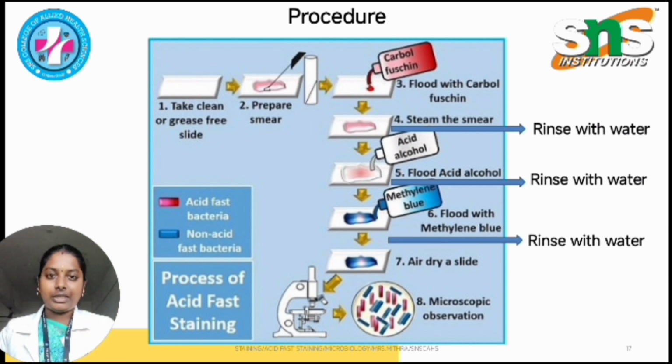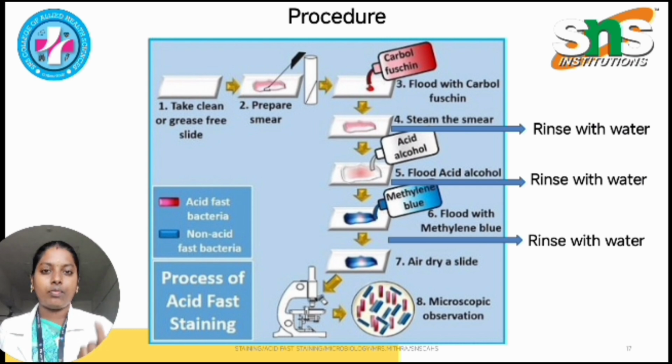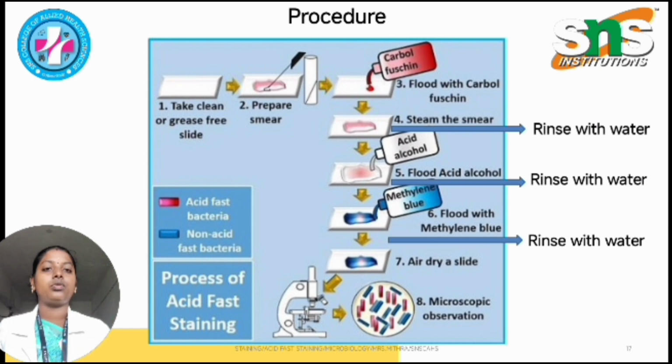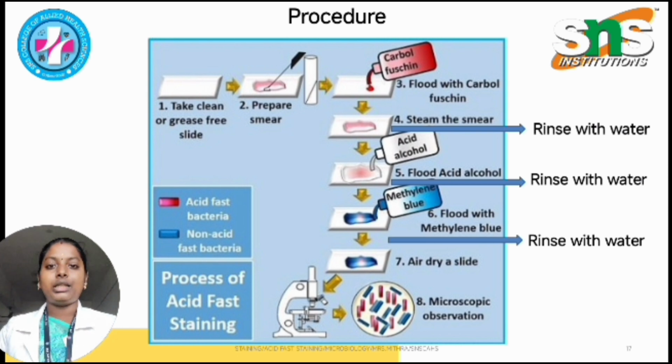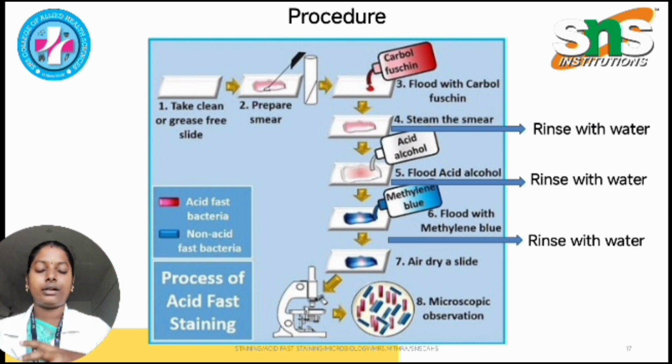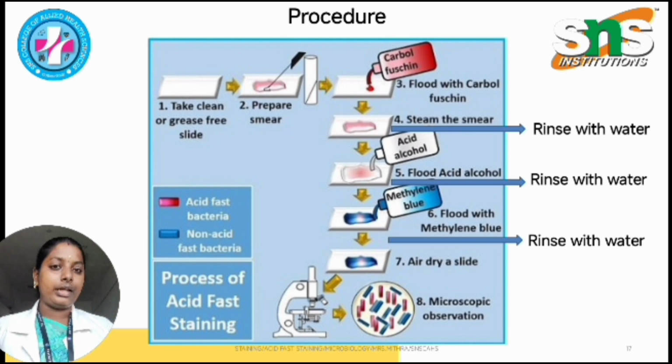So after adding methylene blue stain, we need to wait for 1 minute, and after 1 minute it should be rinsed with water. Now all the excess red color in the non-acid fast bacteria will be removed, and the methylene blue will stick to the non-acid fast bacteria. So after adding methylene blue, we just rinse it with water and air dry the slide, and coming to view under the microscope, you could see the acid fast bacteria in red color and non-acid fast bacteria in blue color.